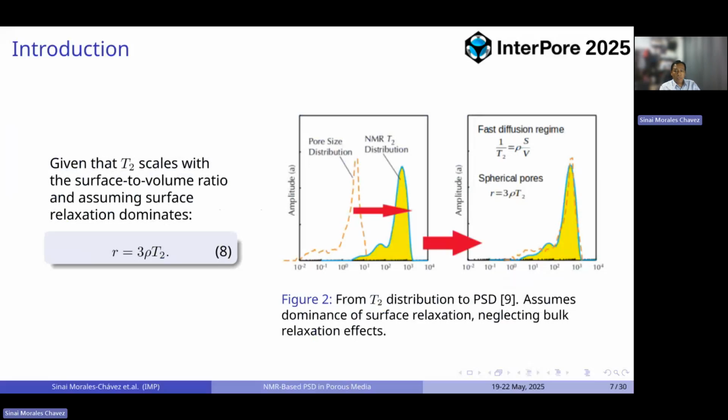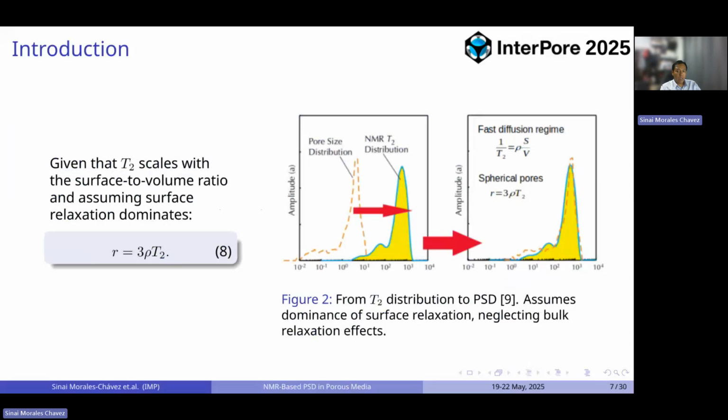Under the assumption that surface relaxation dominates and that bulk relaxation and diffusion effects can be neglected, there exists a direct linear relationship between the relaxation time T2 and the pore radius R, shown in equation 8. This simple transformation allows us to map the T2 distributions into a PSD. This approach is widely used in NMR logging and rock analysis because of its simplicity.